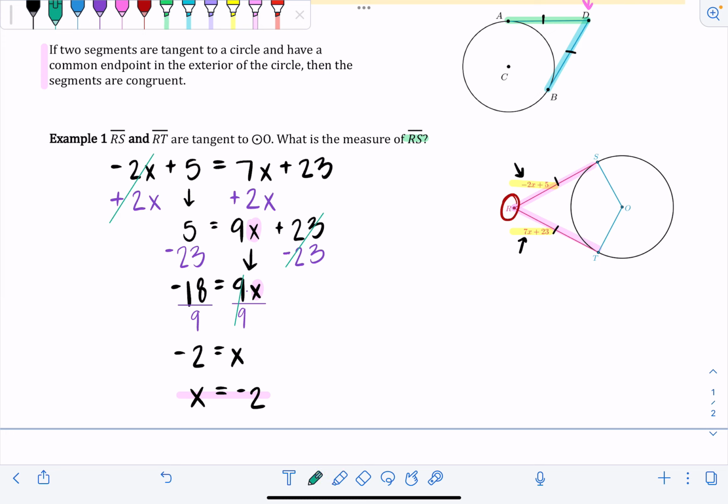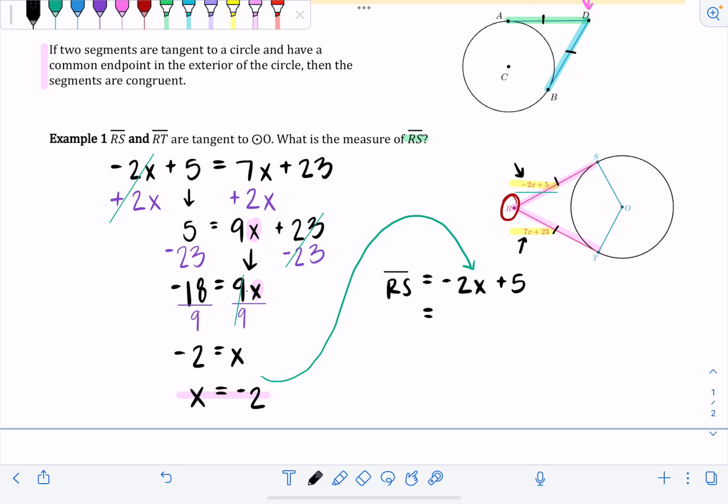So RS, that expression is right here, negative 2x plus 5. So segment RS equals negative 2x plus 5. And now we know what x is. I can just take that negative 2 that I just got for x and put it into that expression. So negative 2, and instead of times x, it'll be times another negative 2, plus 5, and then equals negative 2 times negative 2. A negative times a negative is a positive, so it'd be a positive 4 plus 5. And then 4 plus 5 is 9. So that means the length of segment RS equals 9.